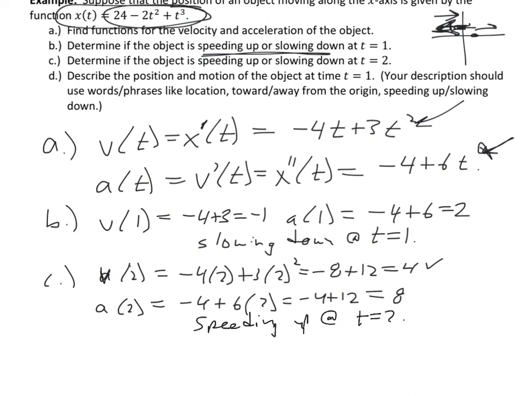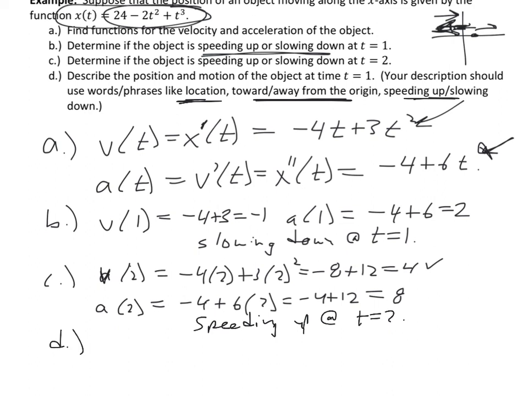Okay, and then my last part here, right? Describe the position and motion of the object at time 1. So I want to describe it, right? And your description should use words and phrases like where it is, whether it's moving toward or away from the origin, and whether it's speeding up or slowing down, right? So there is one other piece of information here. There's one thing you'll need to calculate, and then I'll want you to think about and write this statement. So pause the video, take a moment, and try that out.